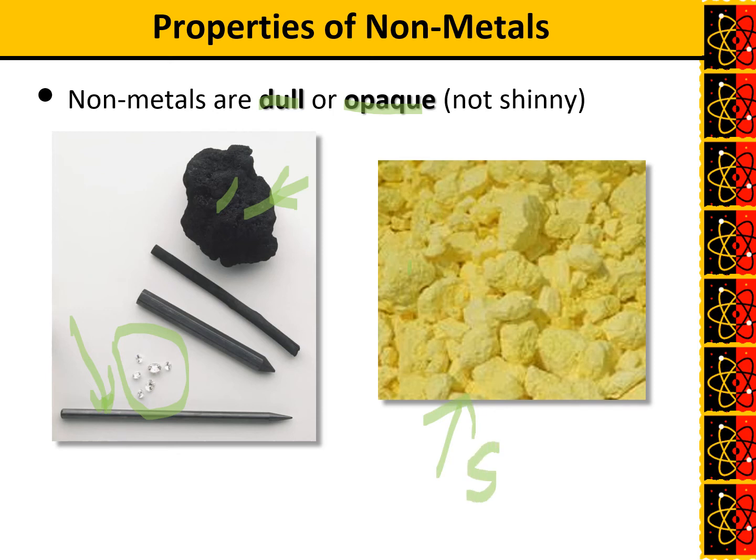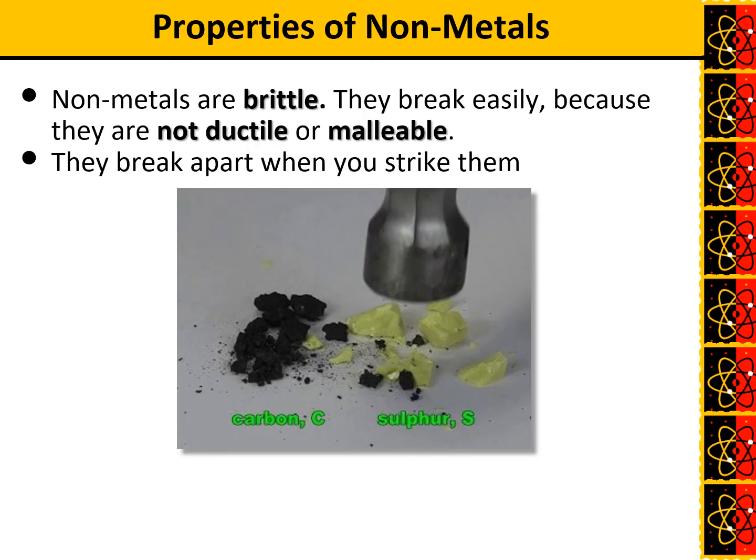In here you have also the sulfur element, and you can see that both of them are dull or opaque. They are also brittle. That means that they are not malleable or they are not ductile. And if we hammer them, instead of having a sheet like the metals, we are going to have breaking down the structures in smaller pieces. We call that brittle.